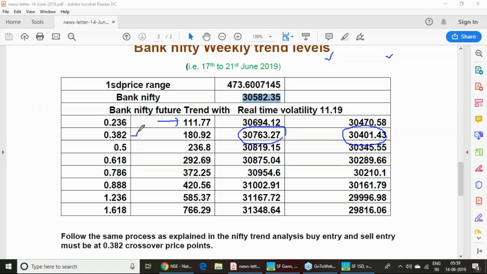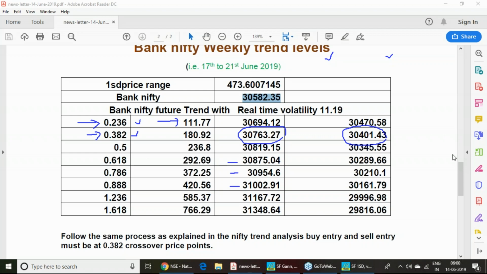So why this 0.382 and why is it 0.236? As per Fibonacci principle, the 0.236 is the trend set point. It sets the trend, and above 0.382 it confirms the trend. So here on the resistance side, if the price is able to break this 0.382 resistance, then it has every probability to touch 0.618, 0.786, 0.888 and so on.